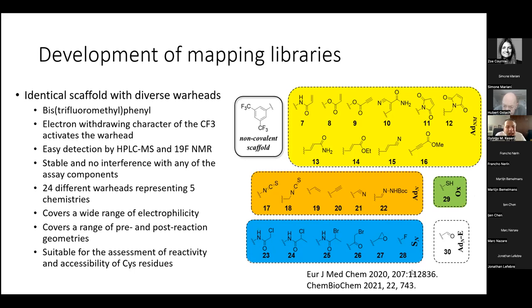So the key question here is, why exactly did we pick bis-trifluoromethylphenyl as a non-covalent scaffold? First, we found that the electron-withdrawing character of the two trifluoromethyl groups would enhance the activity of the warheads. On the other hand, just because of the phenyl ring, these small fragments could be easily detected by HPLC-UV, HPLC-MS, and also by fluorine-19 NMR, because of the six fluorine atoms available on the non-covalent scaffold. Furthermore, this scaffold showed no interference with any of the assay components of the biology assay.